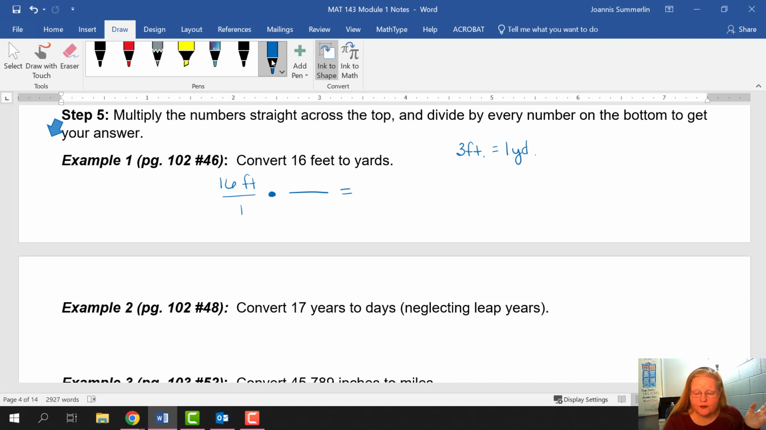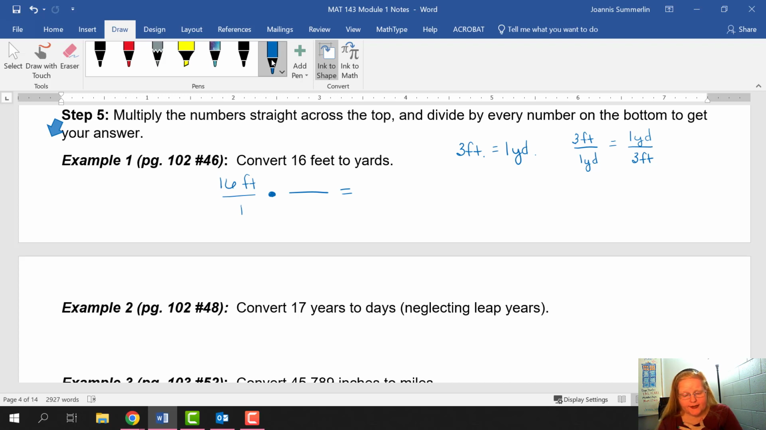Since there are 3 feet in every 1 yard, I have to make a fraction out of this. I can make 2 different fractions. I could say that the 3 feet goes on top and the 1 yard goes on bottom. That's a true fraction. It's equal on top and on bottom. Or I could say the 1 yard goes on top and the 3 feet go on bottom. Either one of those would work. I have to know which one we need.